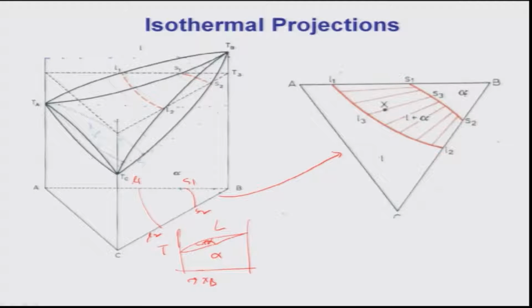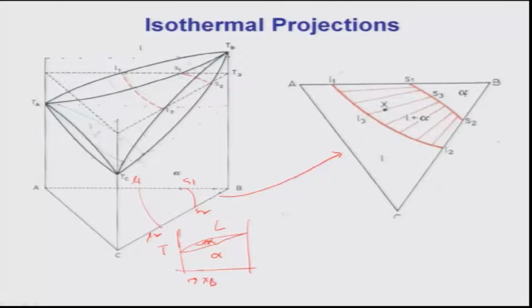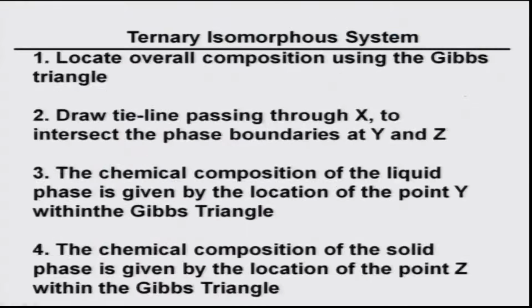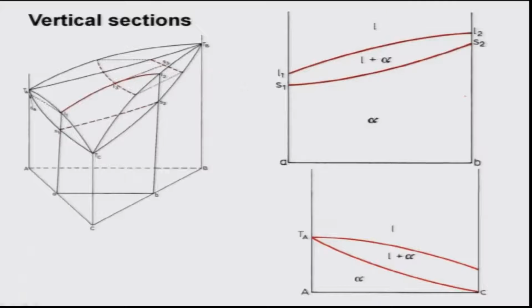This basically demarcates the different regions, just like in a binary: liquid, solid, and liquid plus solid. And as I told you, here we can draw tie lines between these two curves, L1, L2 and S1, S2, and all these tie lines, as I discussed, will follow certain rules and regulations. That is what we have done. Now, I am going to go forward. Today I am going to discuss the vertical sections.